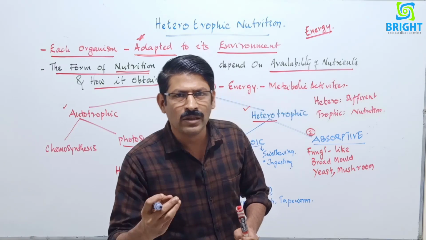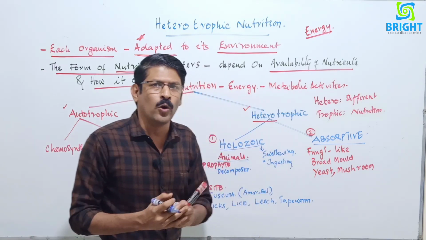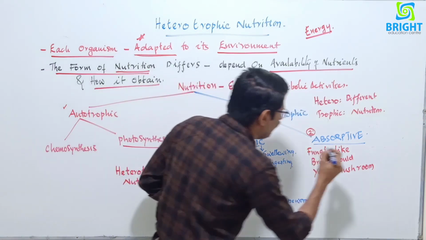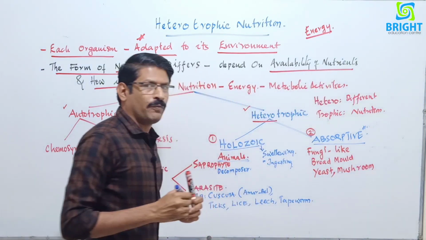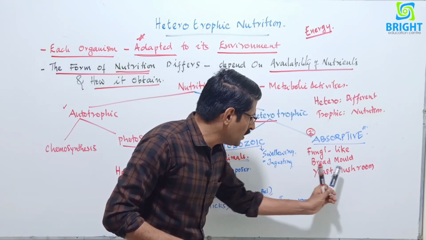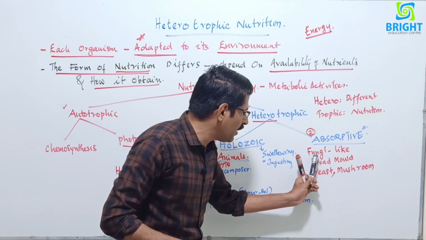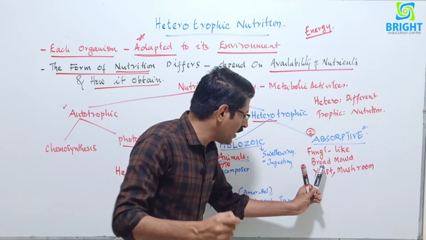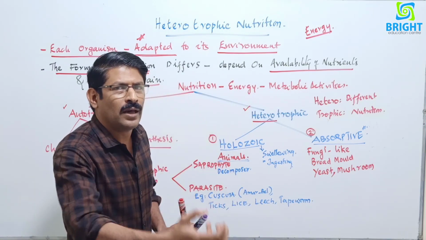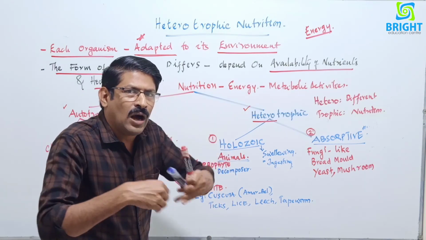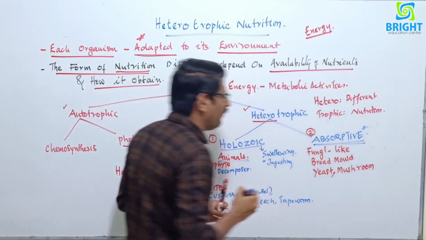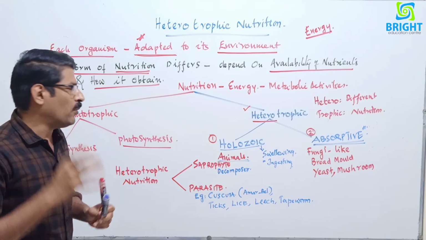That is, they release enzymes external to their body, and they absorb nutrients by digesting external to their surface, and this mode of nutrition is called absorptive mode of nutrition. That is, organisms like fungi, bread mold or rhizopus, yeast, mushroom, etc., the organisms under kingdom fungi, release enzymes into the external medium and undertake digestion outside the body, and nutrients will be absorbed. That mode of heterotrophic nutrition is called absorptive mode of nutrition.